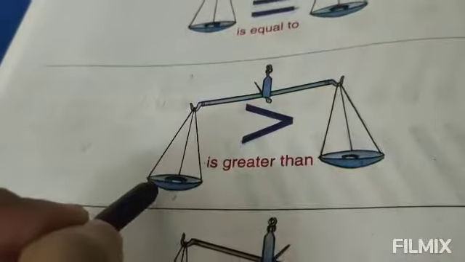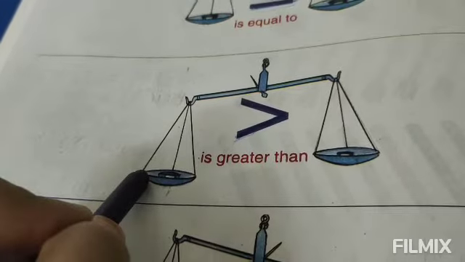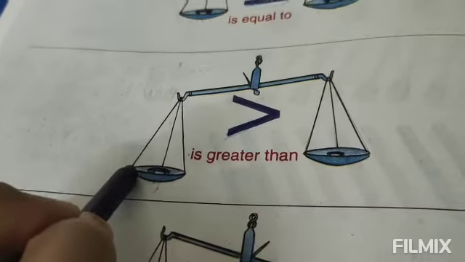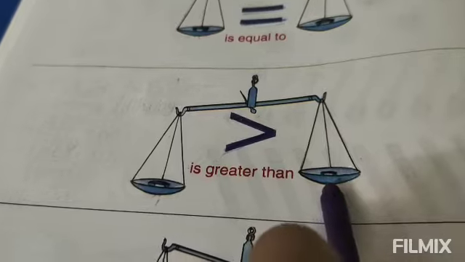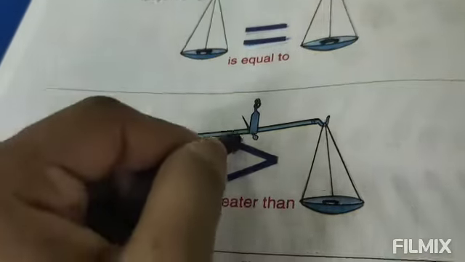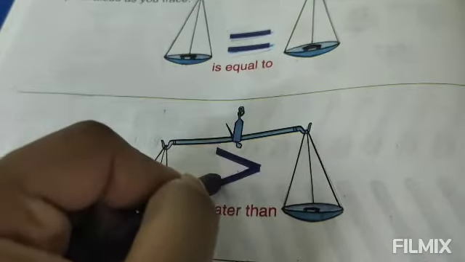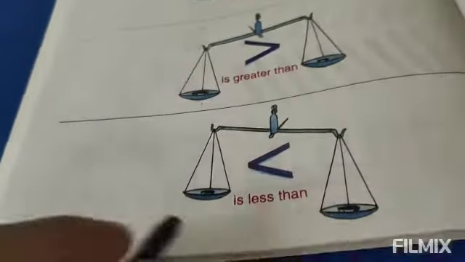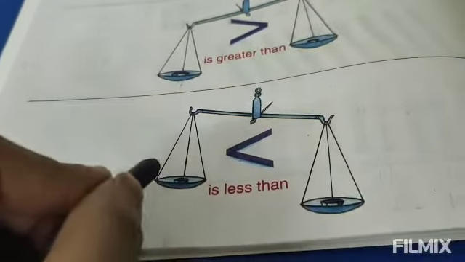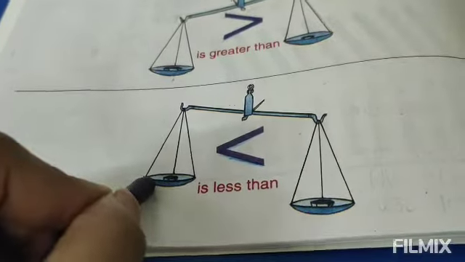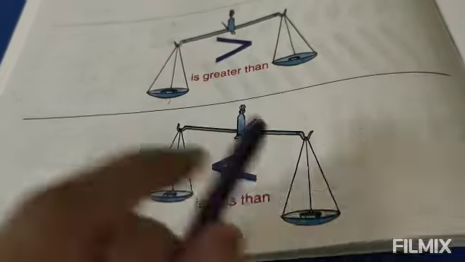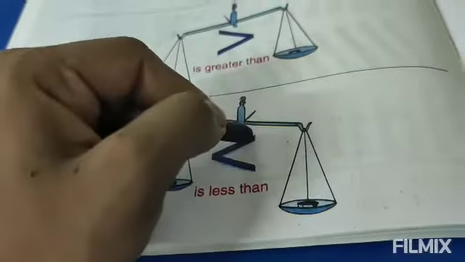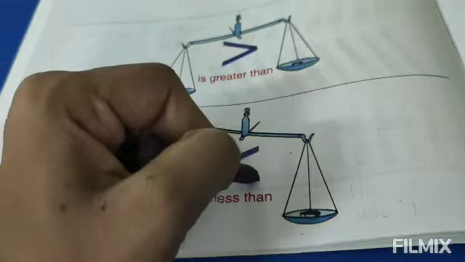When this side's weight is more than the other side, we will put the sign of is greater than, like this way. Okay. And when this side's weight is less than this one, that time we will put the sign of is less than.